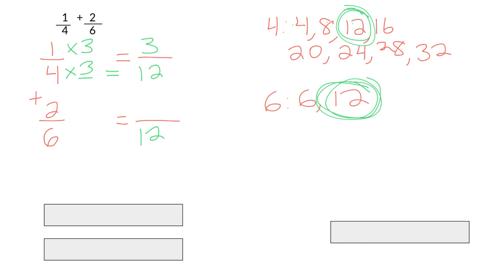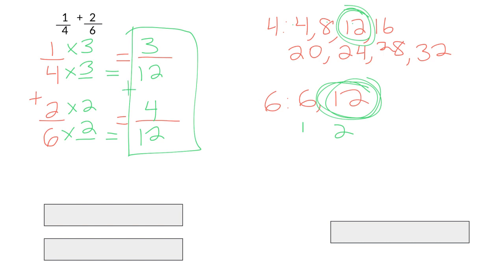Okay, and down here, 6 times what equals 12? And that's 6 times 1 and 2. Do the same thing to your numerator. 2 times 2 is 4. Now that I have these, I forgot my addition sign. Now that I have these two fractions that are equivalent to 1/4 and 2/6 with a denominator that is the same or common, now I can just add 4 plus 3 is 7, and the denominator of 12 stays the same. Here's our final answer, 7/12.